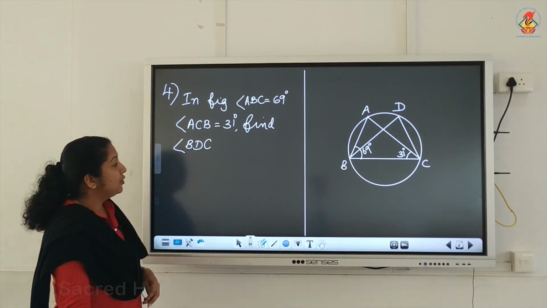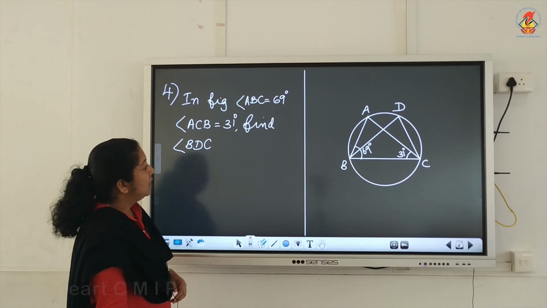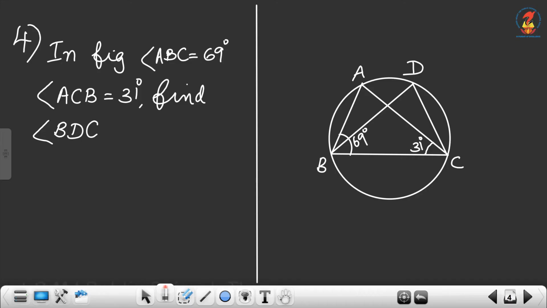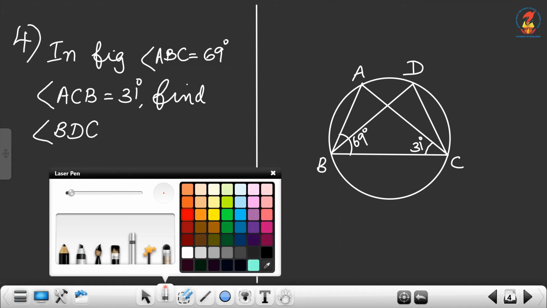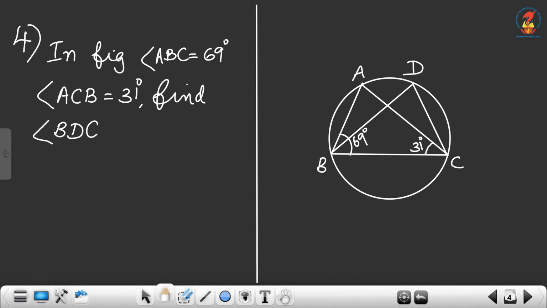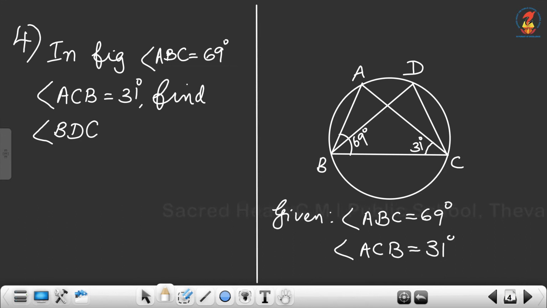So angle OPR is equal to 10 degree. Next question. In figure, angle ABC is equal to 69 degree and ACB is equal to 31 degree. Find angle BDC. What is given? Given angle ABC is equal to 69 degree and angle ACB is equal to 31 degree. What you have to find? To find angle BDC. This is what you have to find.